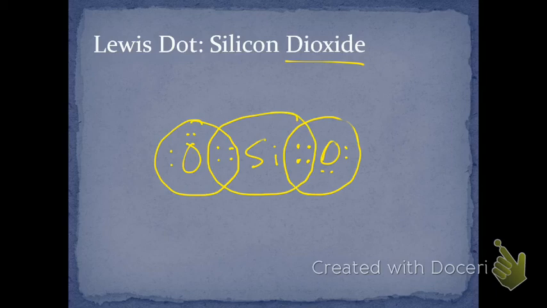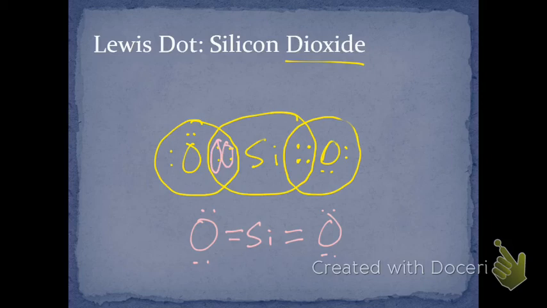Now, what do you notice? They're sharing 2 pairs of electrons. So how many lines are we going to draw? Well, we're going to draw 2 lines. This is what's called a double bond. So this is what it looks like. Okay. All right.